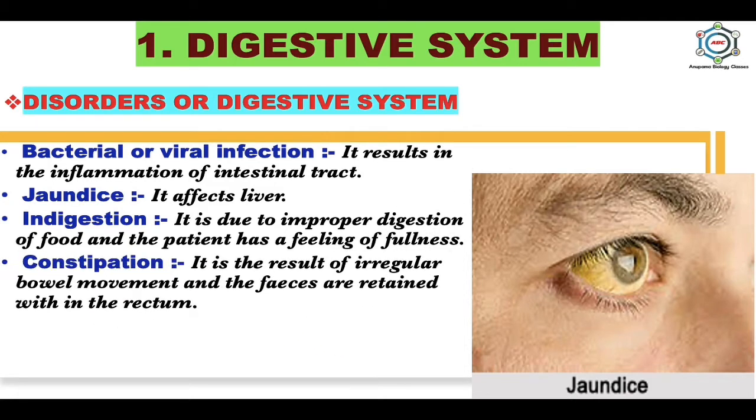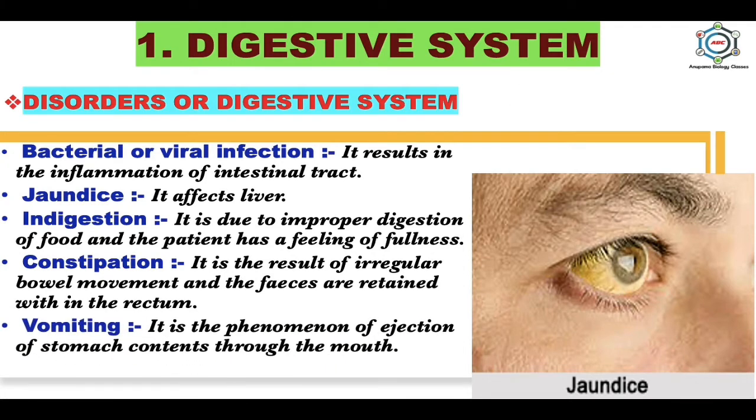Next is constipation. It is the result of irregular bowel movement, and the feces are retained within the rectum. Vomiting is the phenomenon of ejection of stomach contents through the mouth. Before vomiting, you will feel nausea, and it is a reflex action controlled by a specific center in the medulla oblongata of the hindbrain, and this may lead to dehydration.